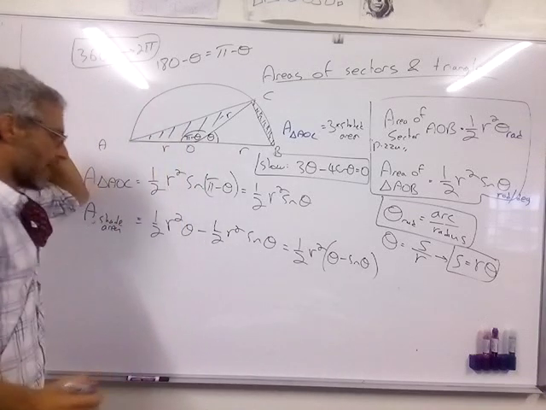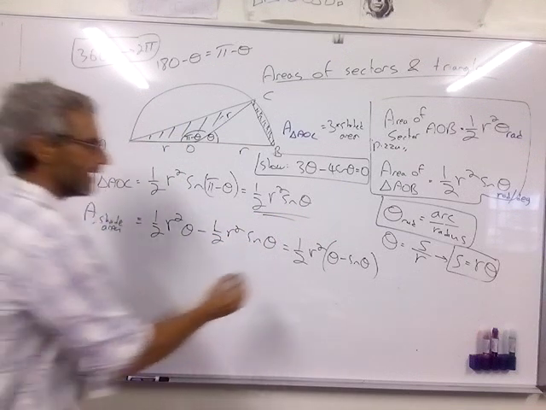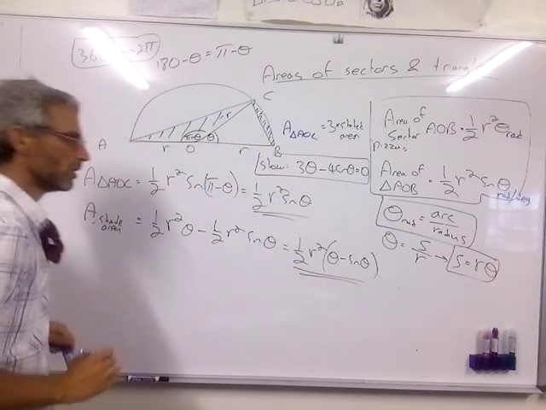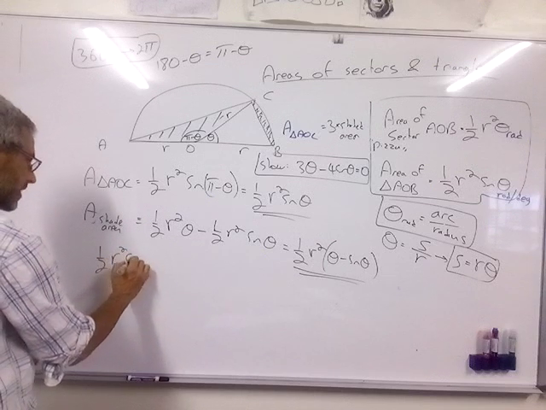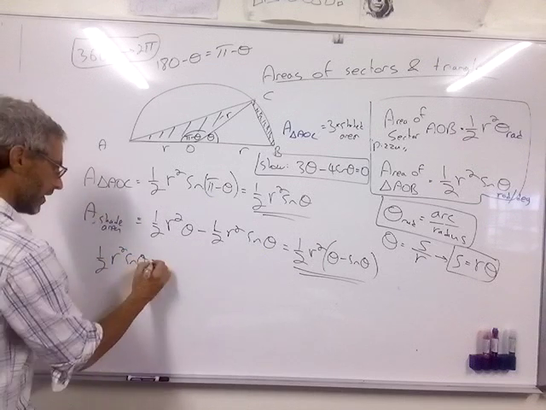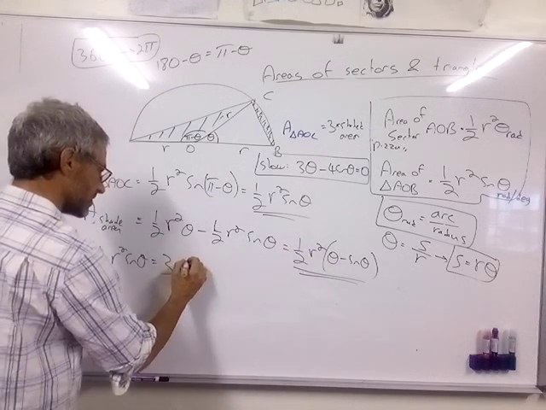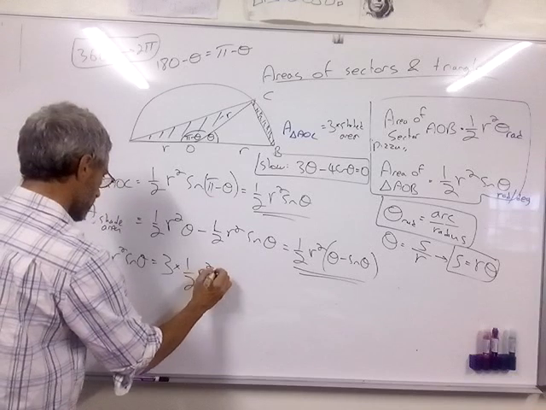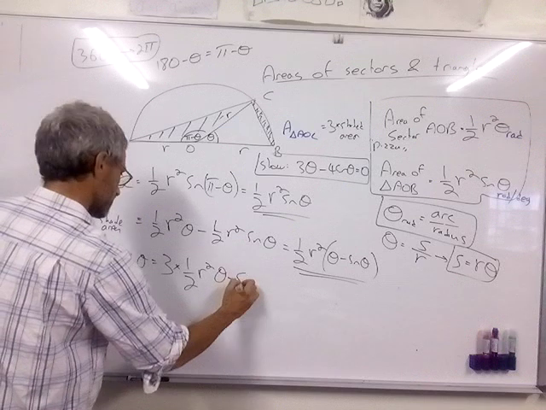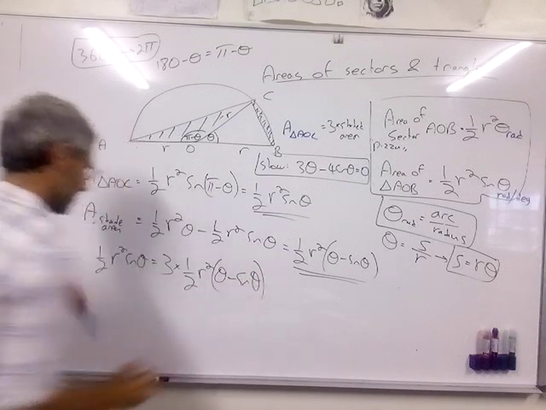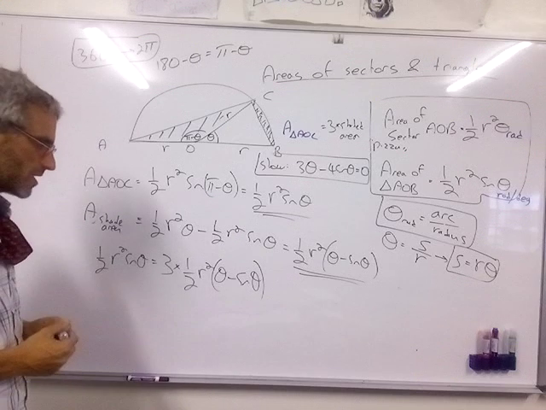Now what do I know? I know that the area of the triangle is 3 times this area. So I'm going to write down: half r squared sine theta, the area of the triangle, is equal to 3 times the area of the shaded area. So 3 times half r squared, theta minus sine theta. Is this going to work out? Yes, it will.